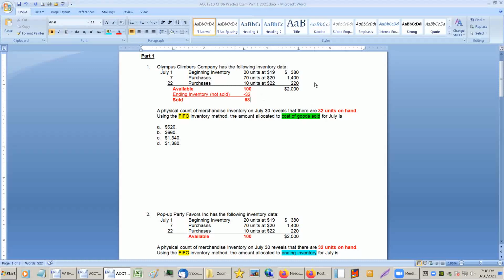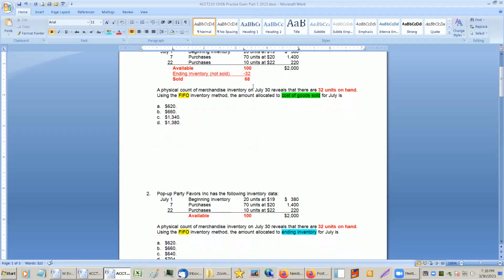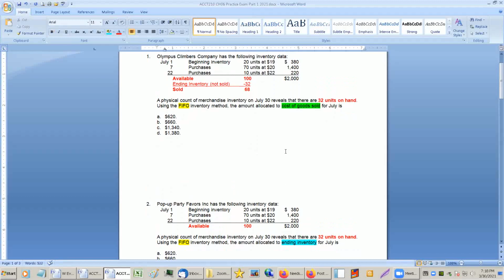Sorry, my mic was off. As you're working through these, you came up with this: the available was 100, the ending inventory was 32, so those are what was not sold. And so 68 was the number sold. So the cost of goods sold was 68. And the ending inventory is going to be based on the 32, whatever is left over.